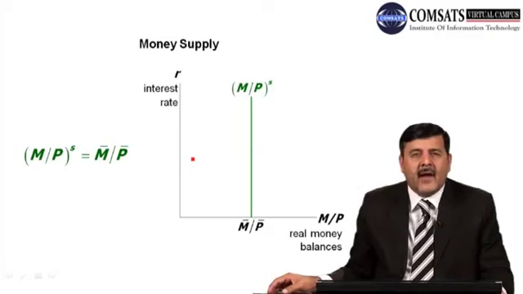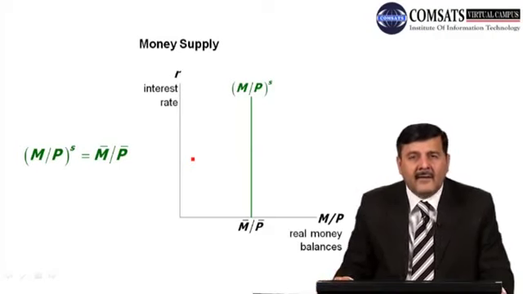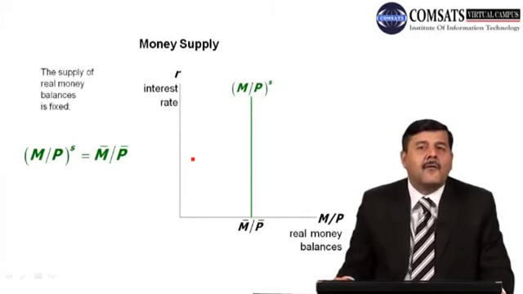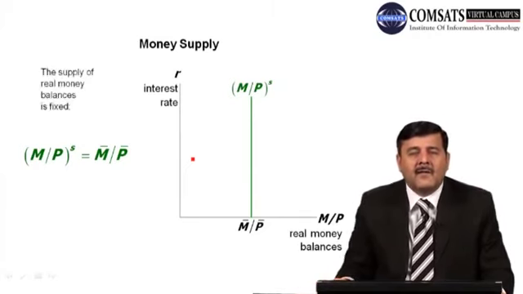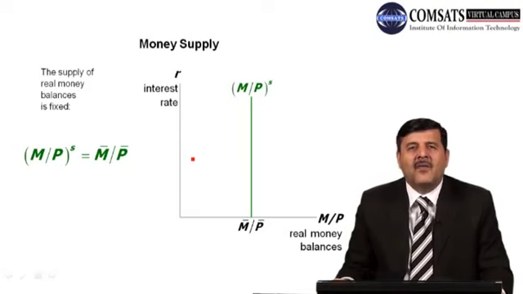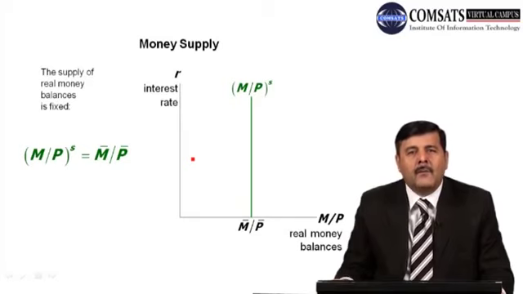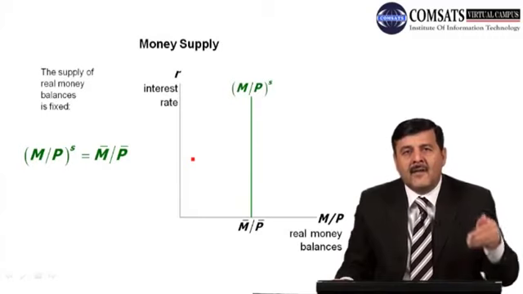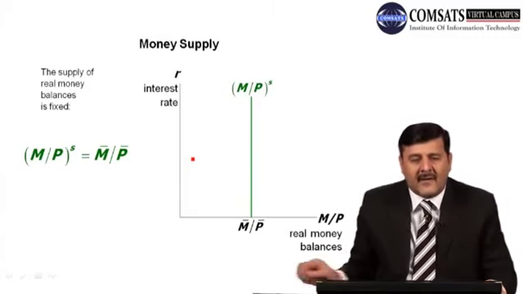If you look in this diagram, on the y-axis we are measuring the rate of interest, on the x-axis we are measuring the real money balances. As we know, the supply of real money balances is fixed in the short run, that money supply cannot change in the short run. So M over P supply, which is the money supply in the economy, is equal to M bar over P bar, as you can see. It means the money supply is given, money supply is constant, right?